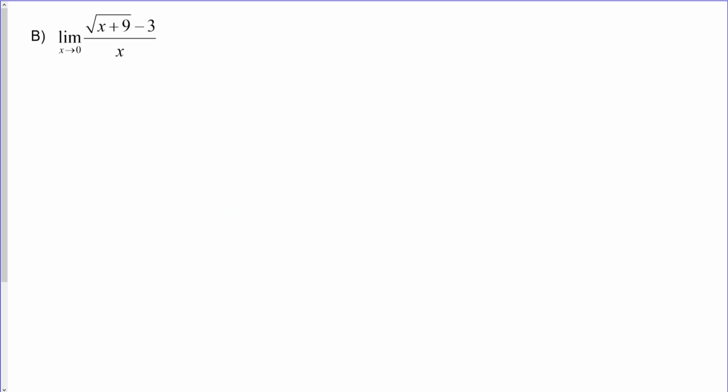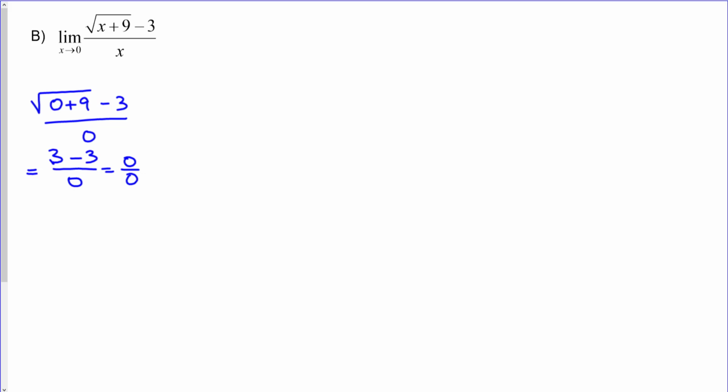So, limit as x approaches 0 of the square root of x plus 9, minus 3, divided by x. Here, if I put in 0, the square root of 0 plus 9 is the square root of 9, which is 3, minus 3, over 0. I have 0 divided by 0. So that means there should be some sort of algebra that I can do in order to turn this into a limit that I can actually work.